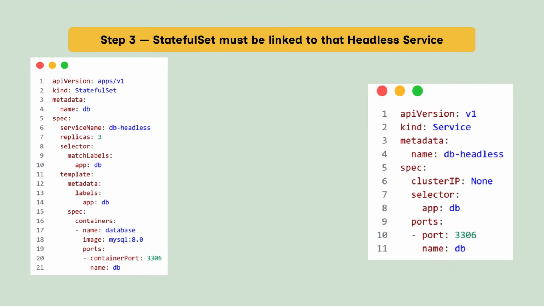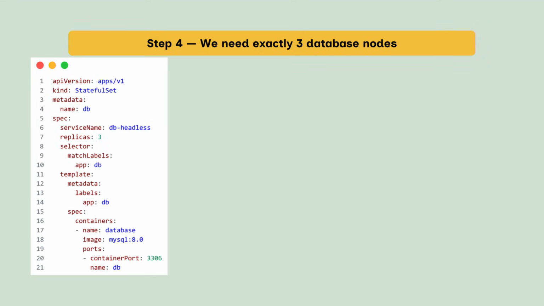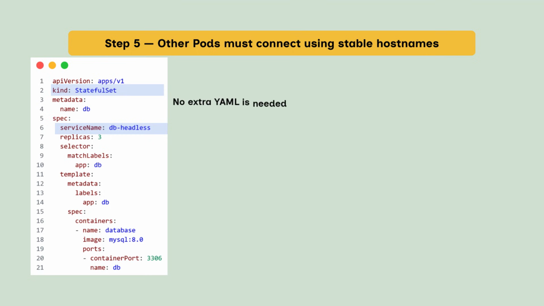Next, stateful set must be linked to the headless service, so we add this part in the stateful set YAML. Next, we need exactly 3 database nodes, so we set replica count as 3. Next, other pods must connect using stable hostnames. Because of the headless service and stateful set combination, no extra YAML is needed here. This behavior comes automatically from the setup.